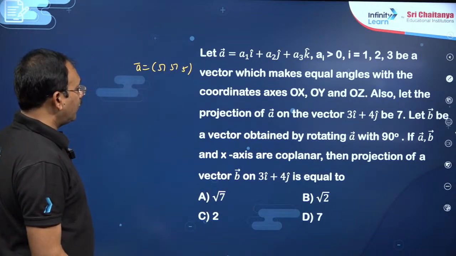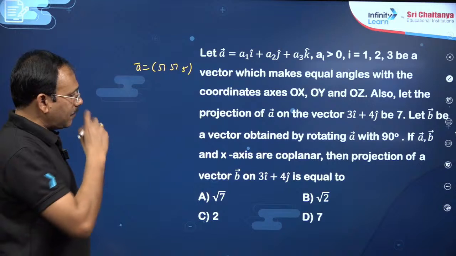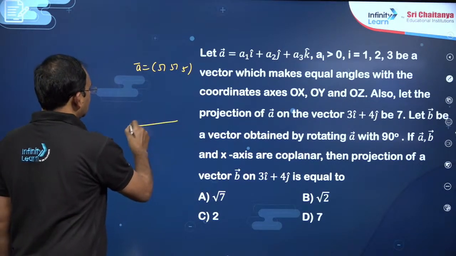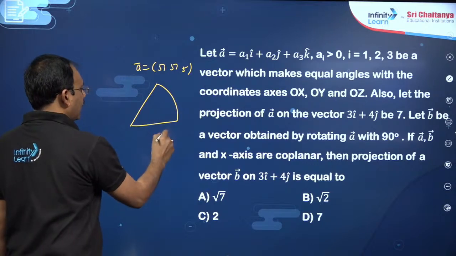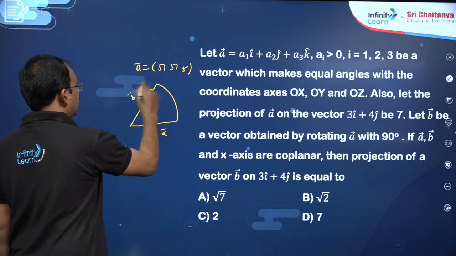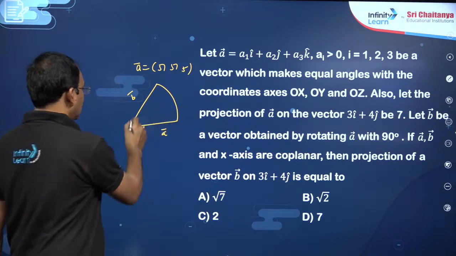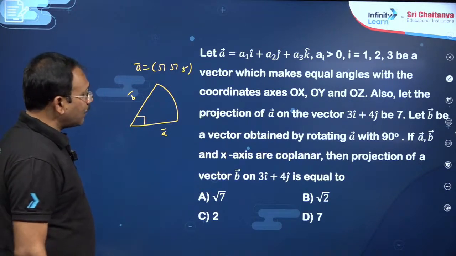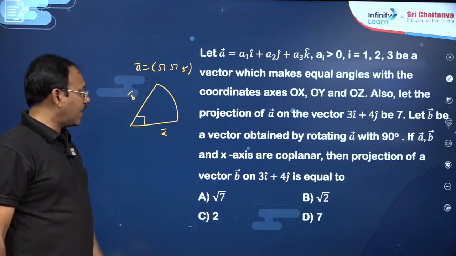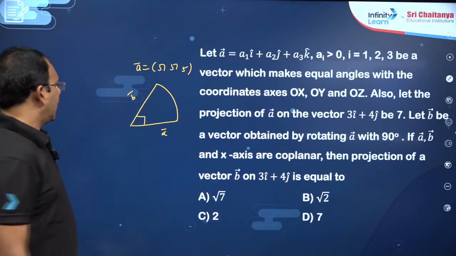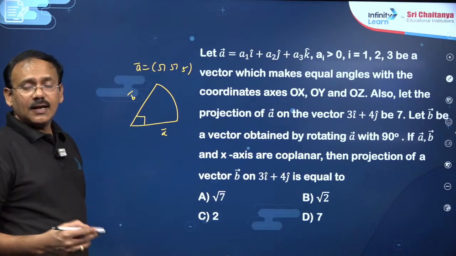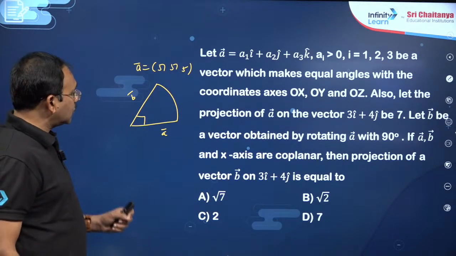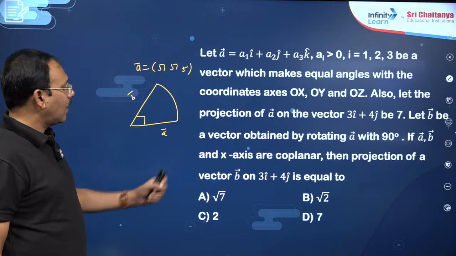Now, B bar is a vector obtained by rotating A bar by 90 degrees. That means B bar and A bar have the same magnitude, and the angle between them is 90 degrees. That is one point. Another point is that A bar, B bar and the x axis are coplanar. For the x axis, one of the vectors you can take is (1, 0, 0).